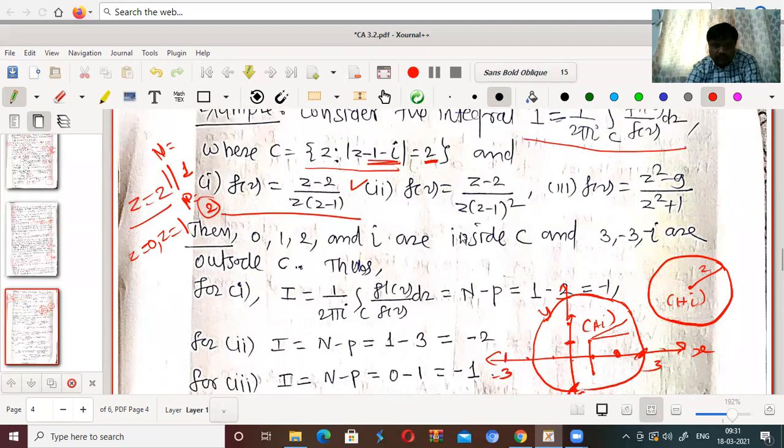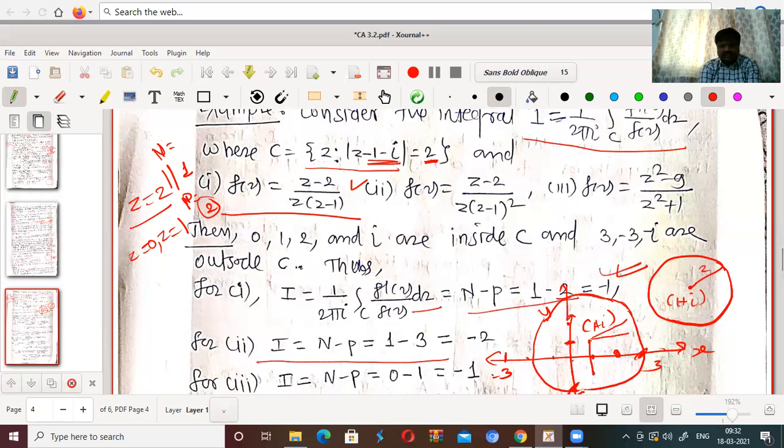Now, for the first, I is equal to 1 by 2 pi i integral over C of f dash z upon f of z dz, which equals N minus P. Number of zeros: which are the zeros here? 1 is the zero, which lies inside. And the number of poles, 0 and 1, are also inside. So 1 minus 2 is equal to minus 1. So directly you can say that I is equal to minus 1 there.